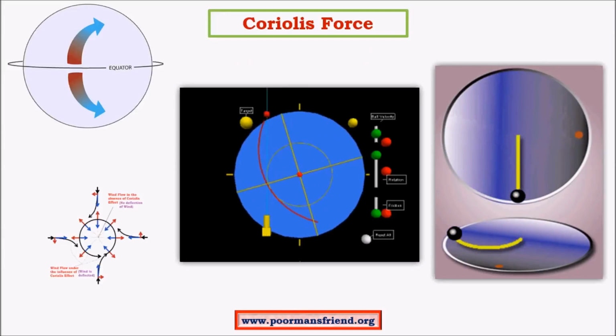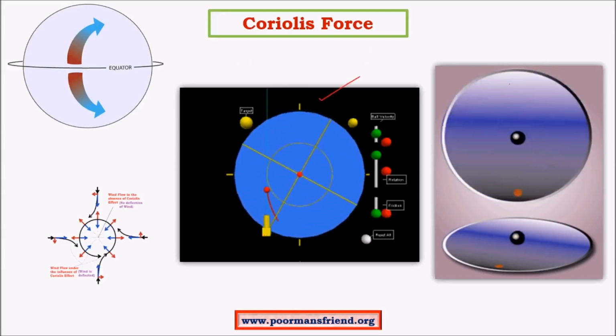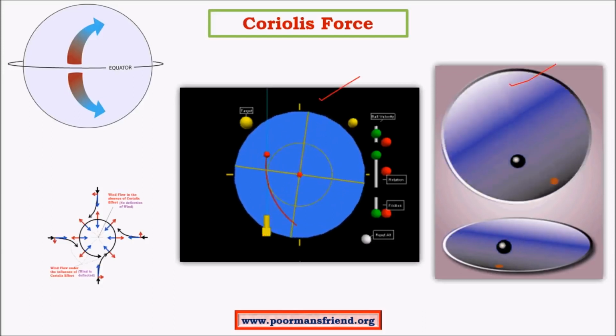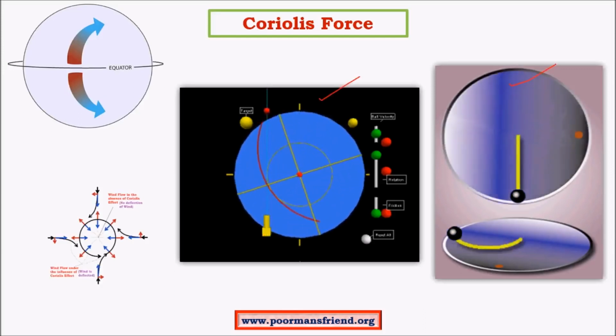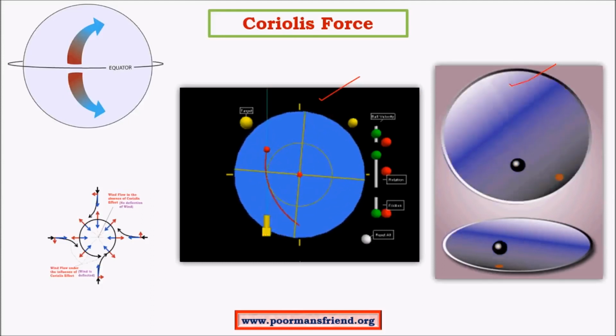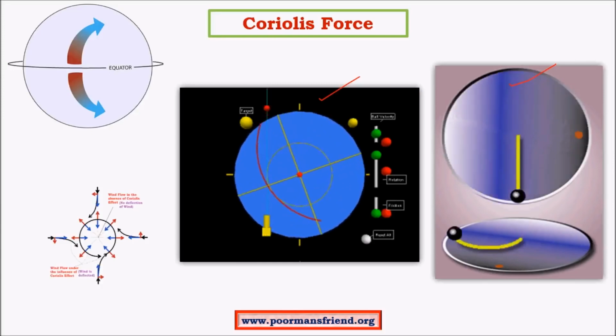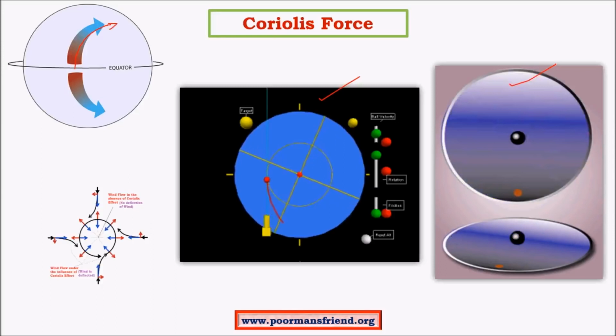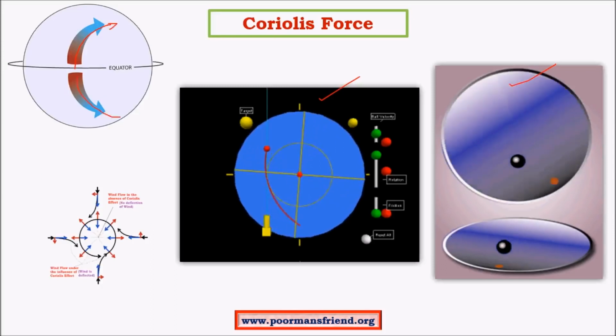So for a better understanding, we just need to look at these animations. They have a very clear explanation. But before that, let us see the direction or deflection of a moving body in both the southern and northern hemispheres. Wind or any other substance which moves over very long distances deflects towards its right in the northern hemisphere and towards its left in the southern hemisphere.